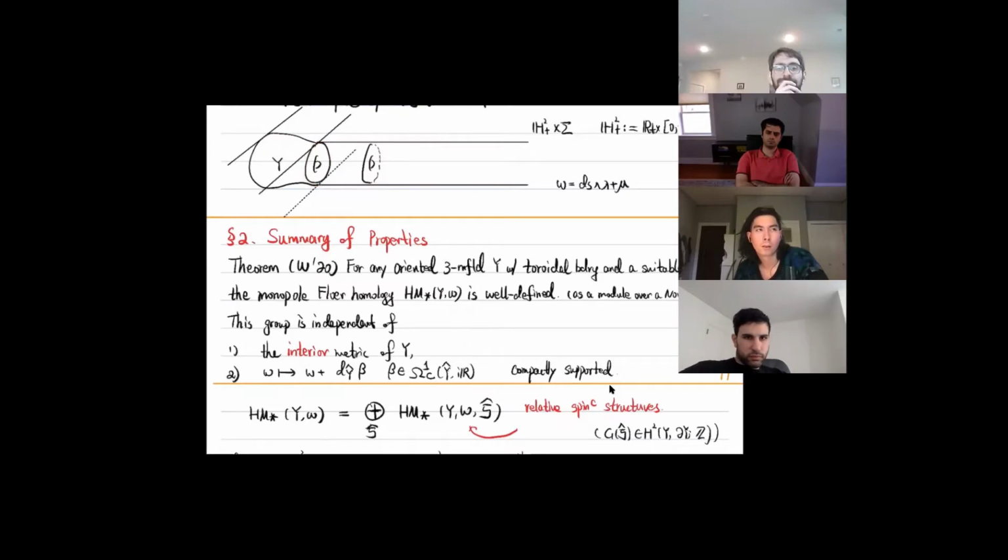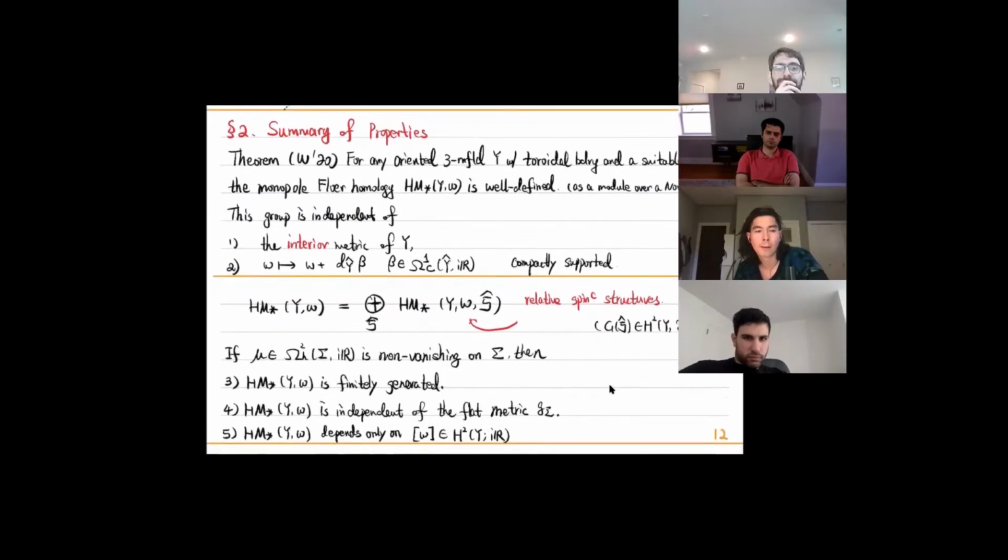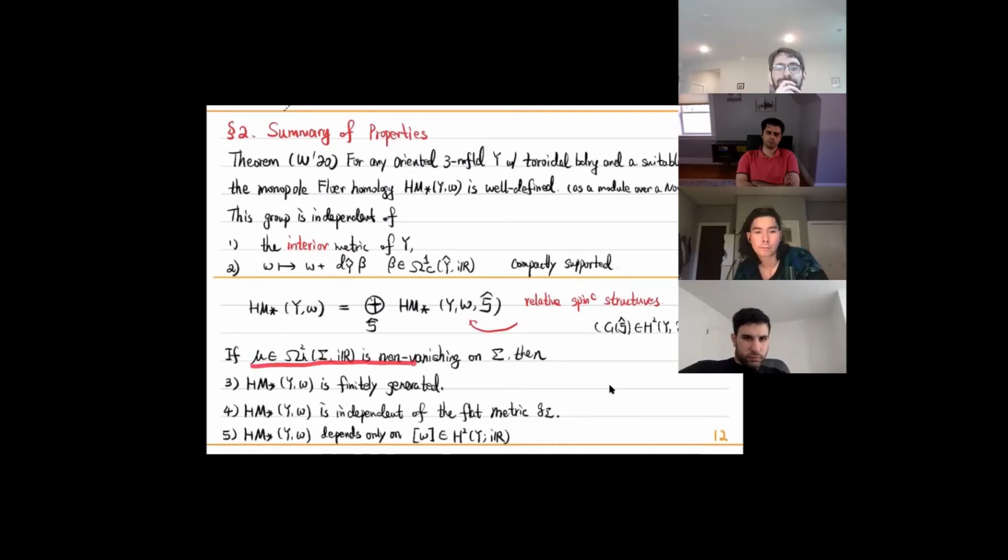The second problem here is, although each individual summand is finitely generated over the base ring, this is not necessarily true for this direct sum. For instance, for the knot complement, these summands are non-zero for infinitely many relative spin C structures. But somehow, these two problems can be resolved if we make an additional assumption here.